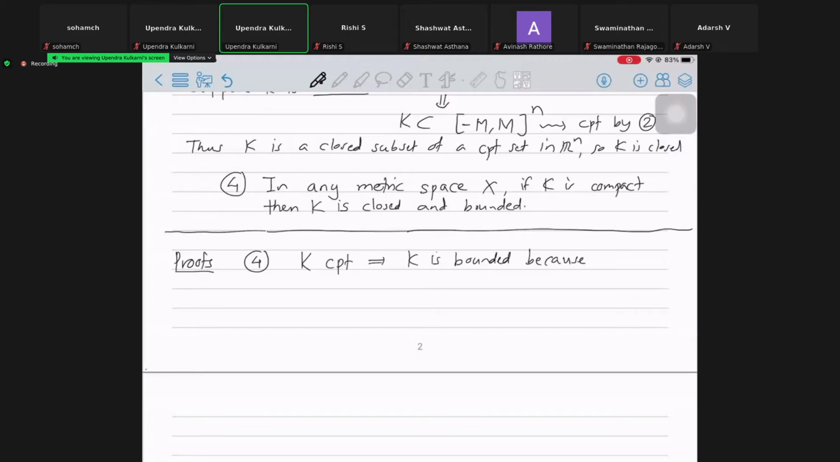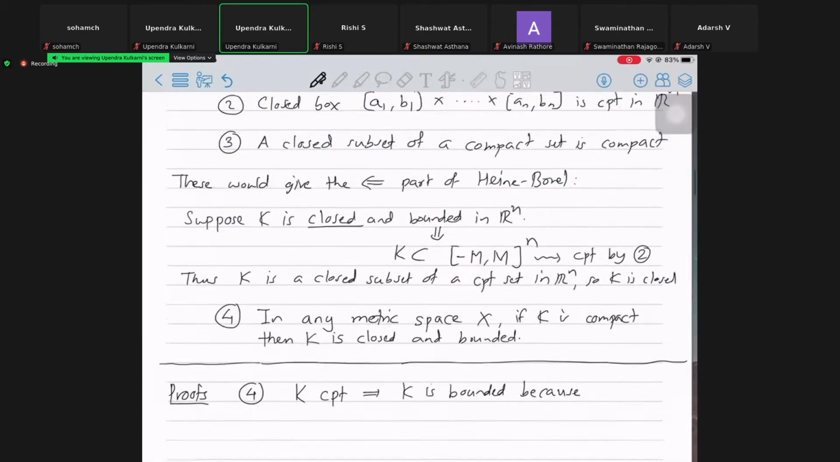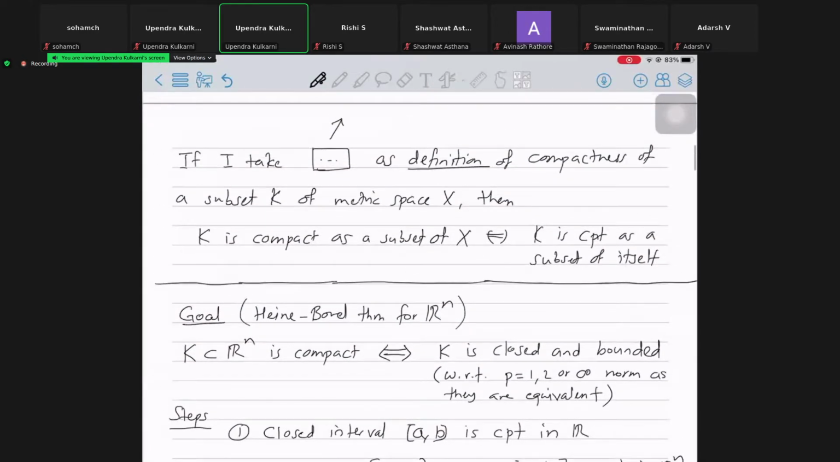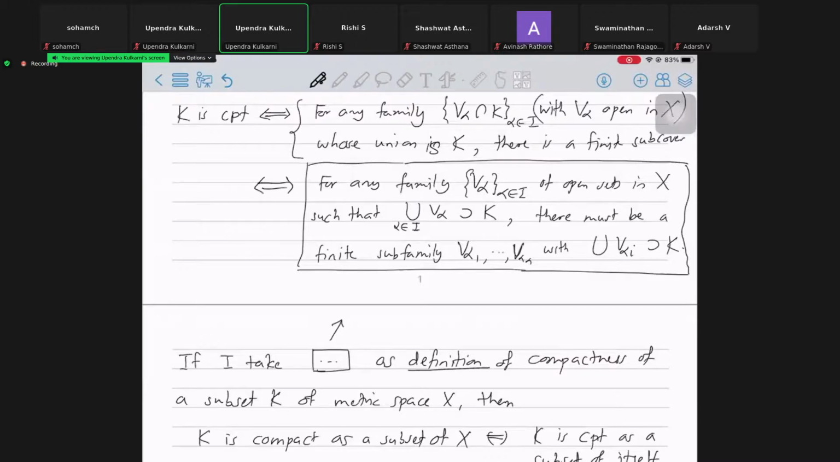Let us look at the definition of compactness to see what needs to be done. I'm given a compact subset of X. What does that mean? It means that if I give you any family of open sets V alpha whose union contains K, then K must be contained in a finite union. So that's what is given to me. And somehow I want to deduce that K is bounded. What does it mean to show that K is bounded?